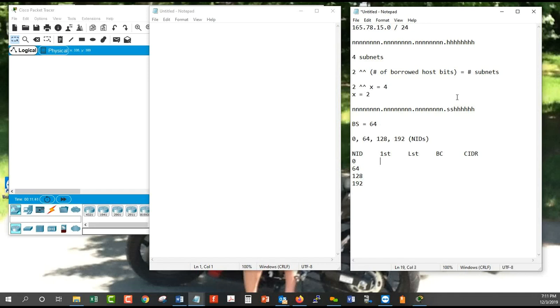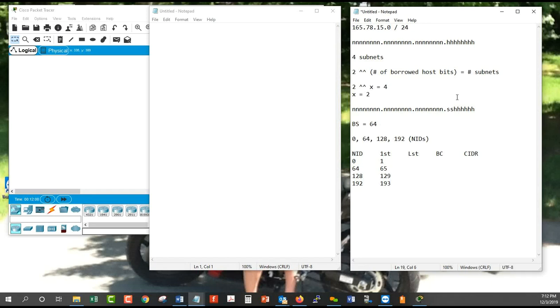So from here, I need to figure out what my first address is for each one of these network IDs. The first is always going to be one more than the network ID. So we're going to do a 1, we're going to do a 65, we're going to do a 129, we're going to do a 193.